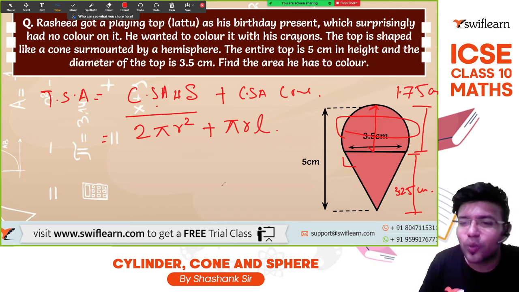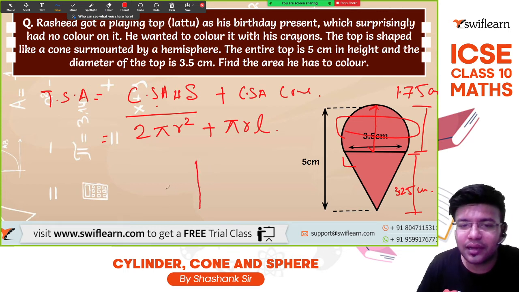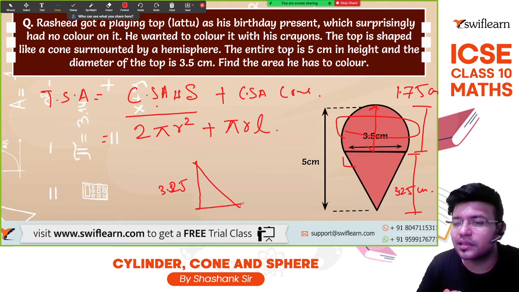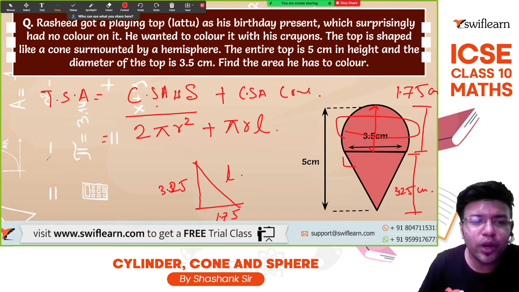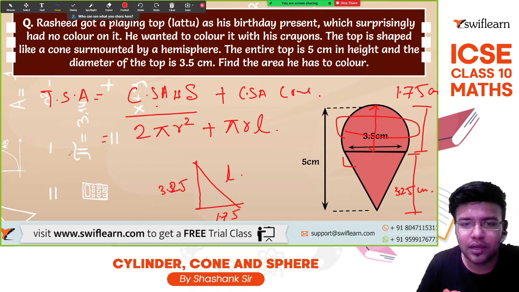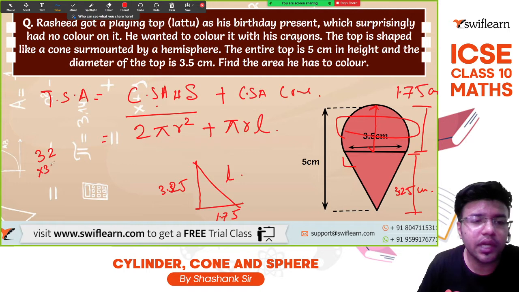Now quickly, how do we find l? The height is 3.25 and the radius is 1.75. Find the square root of the sum of their squares, and you will get the slant height l. So how do we find 3.25 square? It is simple, 32 into 33. I'm using the technique of Vedic maths.